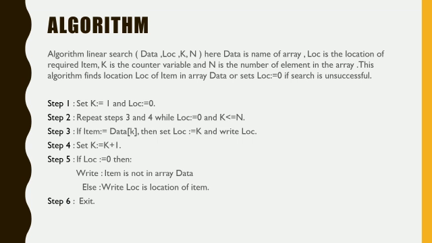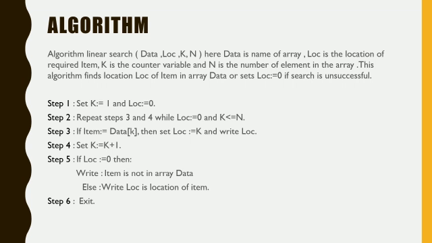Algorithm for linear search. DATA, LOC, K and N are elements used in the algorithm. Here DATA is the name of the array, LOC is the location of the required item, K is the counter variable and N is the number of elements in the array. This algorithm finds the location LOC of ITEM in array DATA or sets LOC equals to 0 if the search is unsuccessful. Step number 1. Set K equals to 1 and LOC equals to 0.